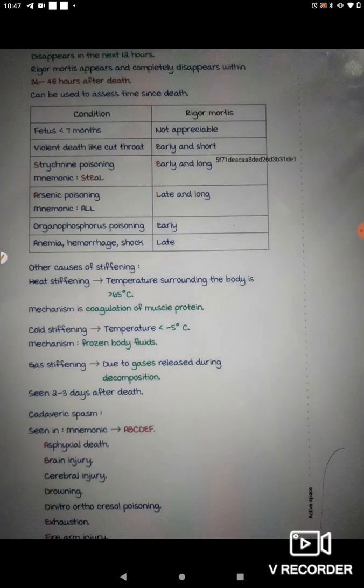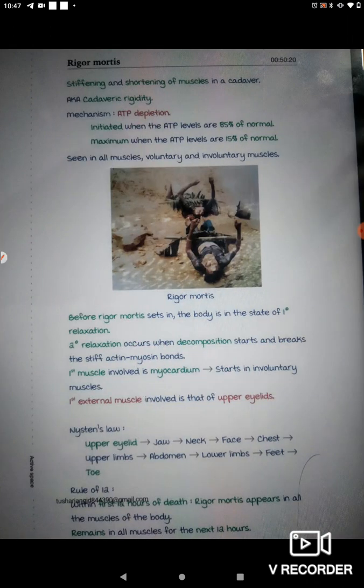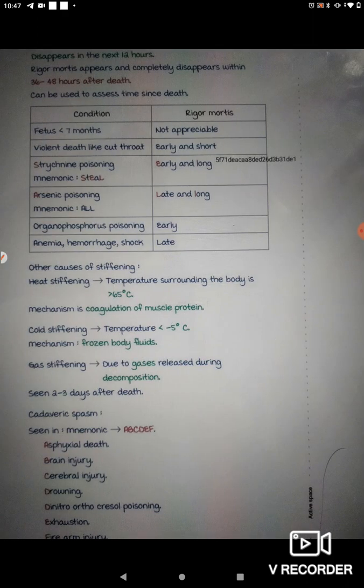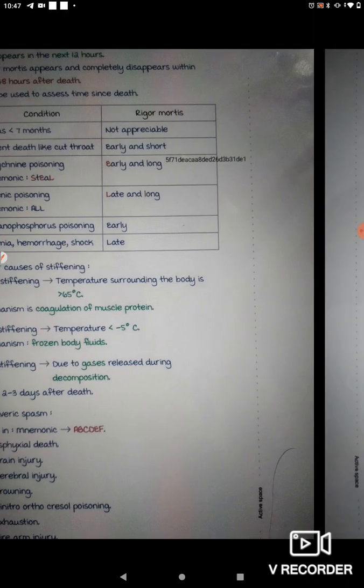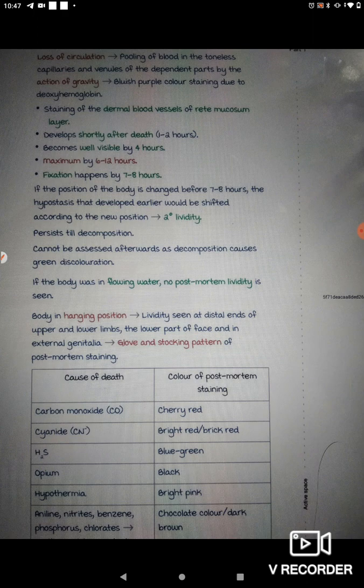It occurs in asphyxial brain injury, cerebral death, drowning, exhaustion, and firearm injury in suicide. Apart from drowning, cadaveric spasm is also seen in dinitro-orthocresol poisoning. Rigor mortis is seen due to ATP depletion, unlike cadaveric rigidity. It first occurs in the myocardium, following Nysten's law and the rule of 12. Fetuses less than 7 months do not show rigor mortis.